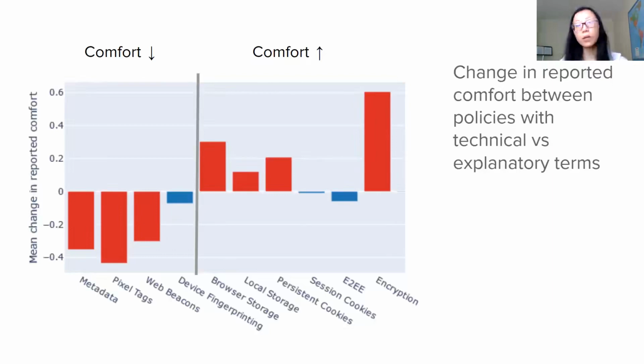Similar to our comfort questions, we also ran a follow-up study wherein instead of comfort levels, we asked users how likely they would be to accept privacy policies using technical versus explanatory terms. And so we saw the same directions of change for self-reported acceptance of privacy policies as we did for comfort. So if for a term we saw higher comfort once it was explained, we also saw that people said they were more likely to accept a policy when it was explained, and vice versa for lower comfort and acceptance likelihood.